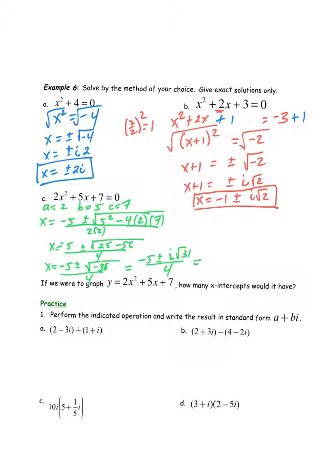And now we're going to write those in standard form for complex numbers. So we'll put the real part, negative 5/4, plus or minus i root 31 over 4.